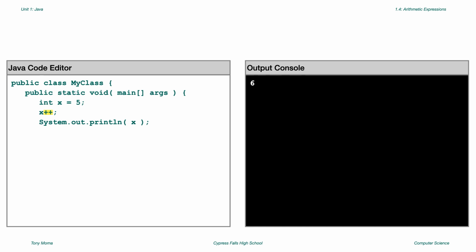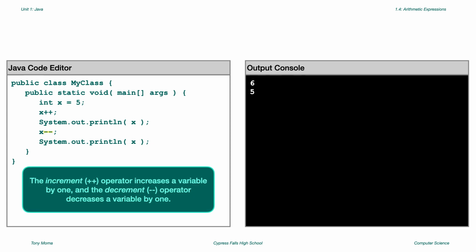Java also provides an operator for decreasing a variable by 1, the minus minus operator. The minus minus operator takes the current value in x, decreases it by 1, then assigns that value back to x. Thus, if the current value of x is 6, and we apply the minus minus operator to it, x will then become 5. In summary, the increment, or plus plus operator, increases a variable by 1, and the decrement operator, or the minus minus operator, decreases a variable by 1.